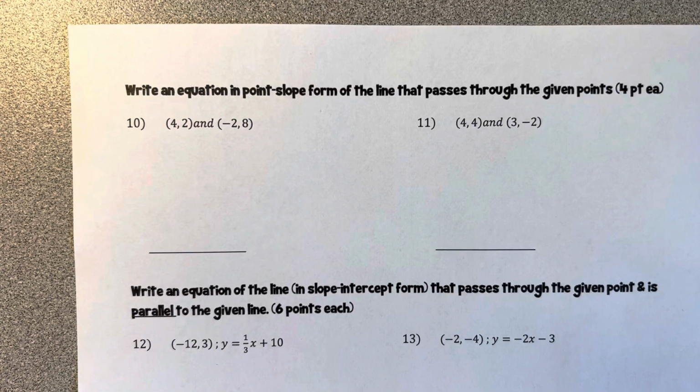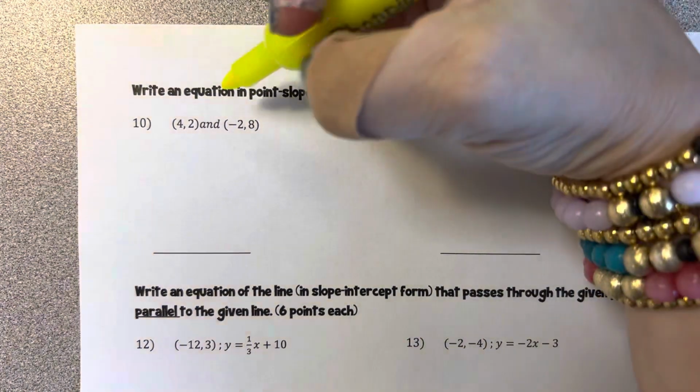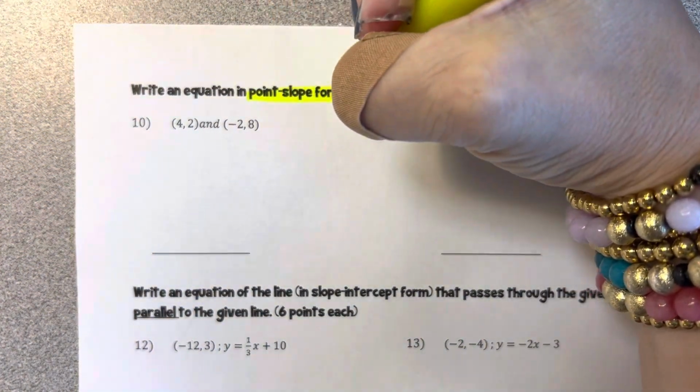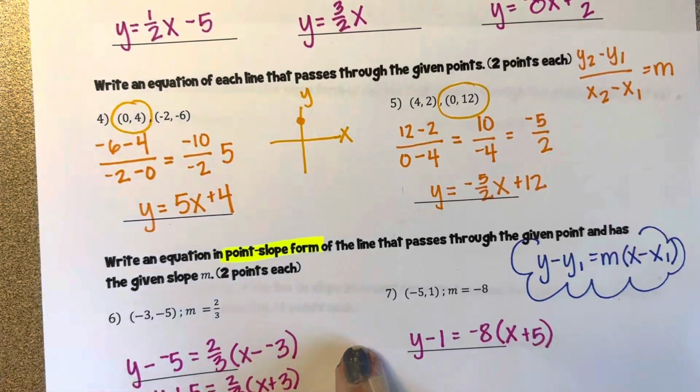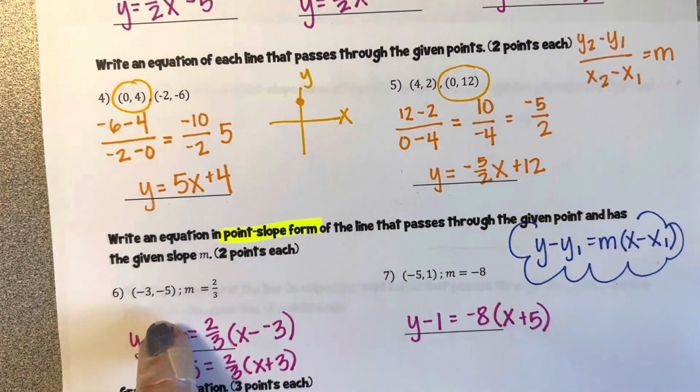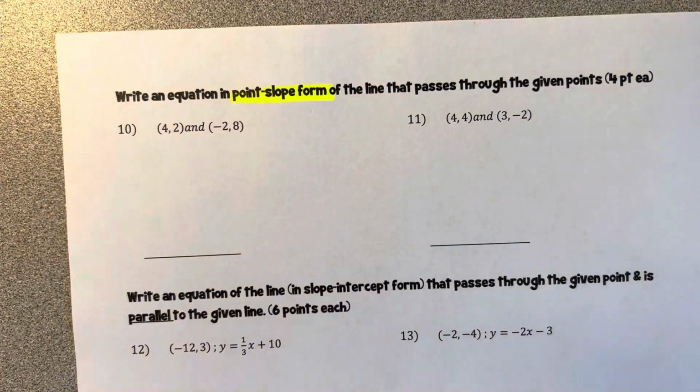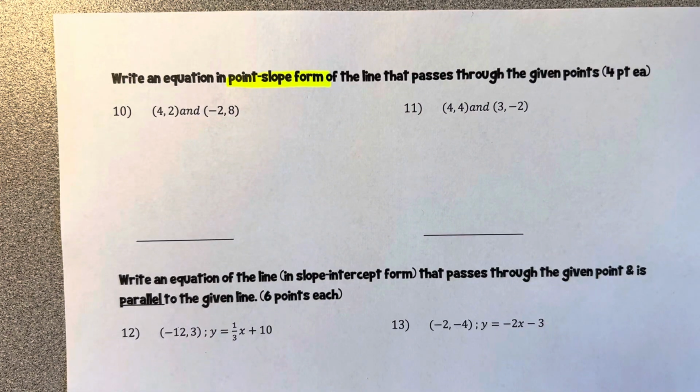Okay, here we go. Page 2. Again, I'm using my highlighter. Write an equation in point slope form of the line that passes through the given points. So this is really similar to what we just did on this first page, except here I was given a point and a slope, and on this one I'm just given 2 points. But we know how to calculate the slope given 2 points. So let's do that first.